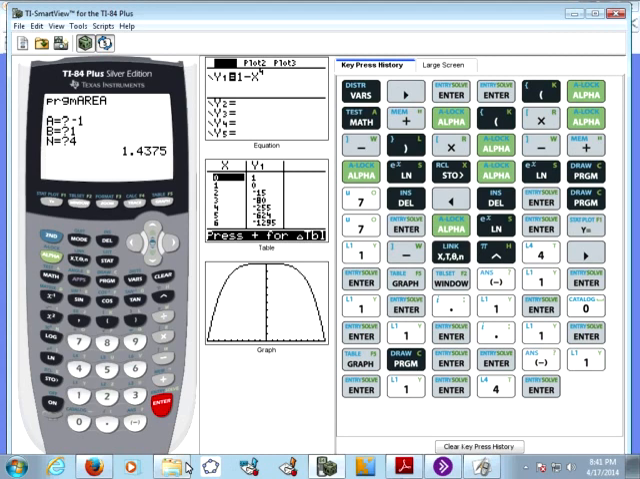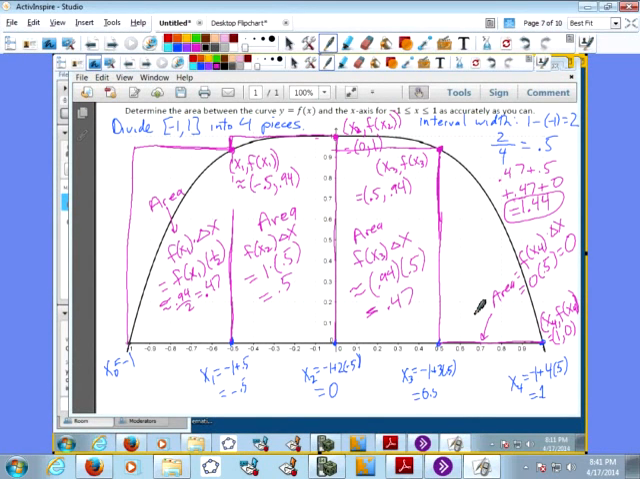and it tells me 1.4375, and I think that sounds kind of familiar. What did we get here? 1.44. That's pretty strong evidence that the program's actually doing what we think it's going to do.